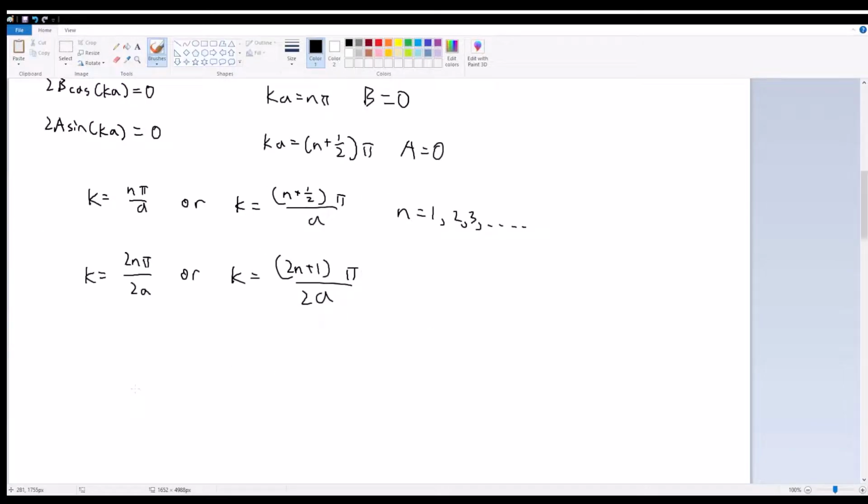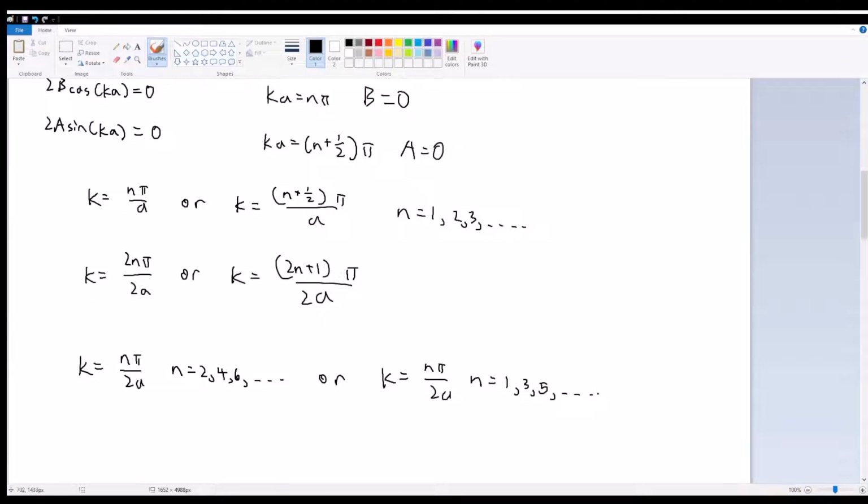Now, recognize that n is an index, so I can absorb constants into the index without any problems. So if I do that, then I can rewrite this as just k equals n pi over 2a, where n is even numbers only, so 2, 4, 6, and so on. Or, on the opposite side, k is equal to n pi over 2a, where here it's 2n plus 1, so n is always odd, so n equals 1, 3, 5, and so on.